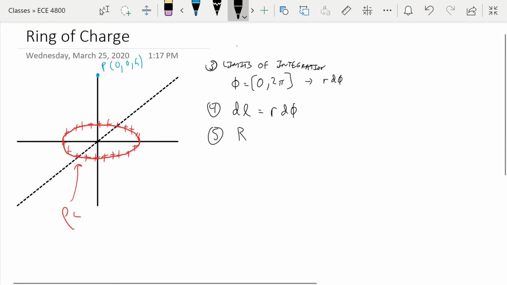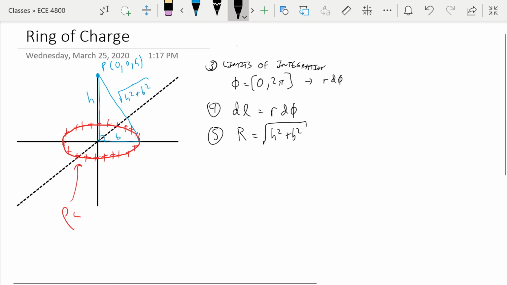All right, so again, we're going to go through the same process we did before. We're at some observation point P, and we're at some point along the line. So we can draw a right triangle here like this. And we know that this is at a height h, and this is at a distance b. The ring of charge has a radius b, and so this is equal to h squared plus b squared. So that is our r.